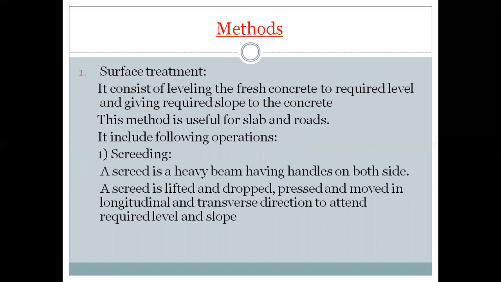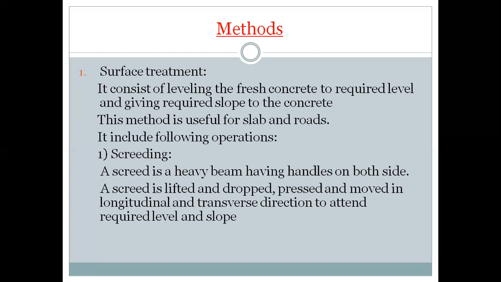Surface treatment is a method in which horizontal surfaces like a slab or the roads are leveled to a required slope so that rainwater or any water should be drained easily and there should not be any leakages to the concrete surface. So it is given to concrete surfaces like a slab and roads. It includes the following operations.